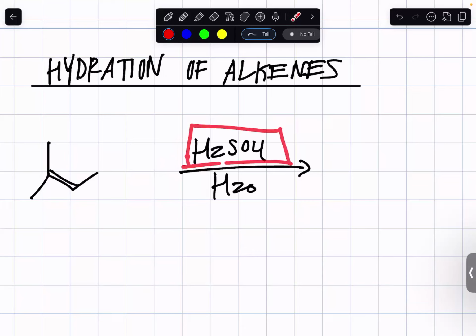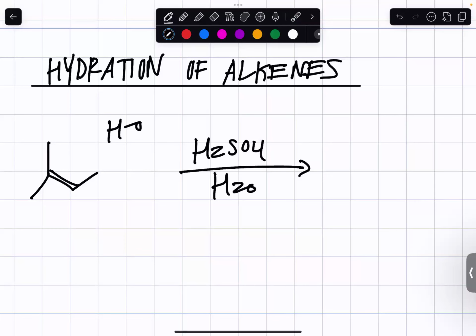Like what is this? Yep, it's a strong acid. So if it's a strong acid, are you thinking of an acid-base reaction? What are we going to protonate here with the strong acid? Which side?